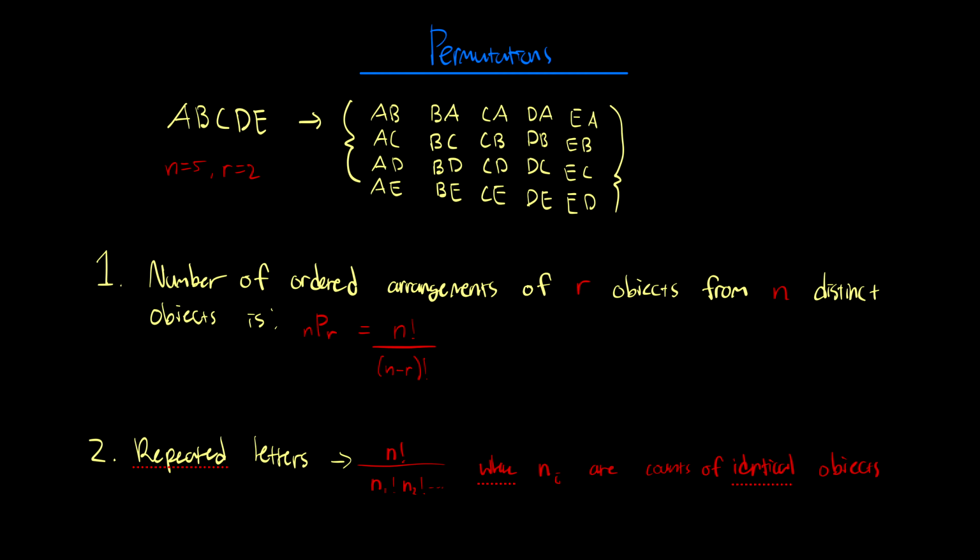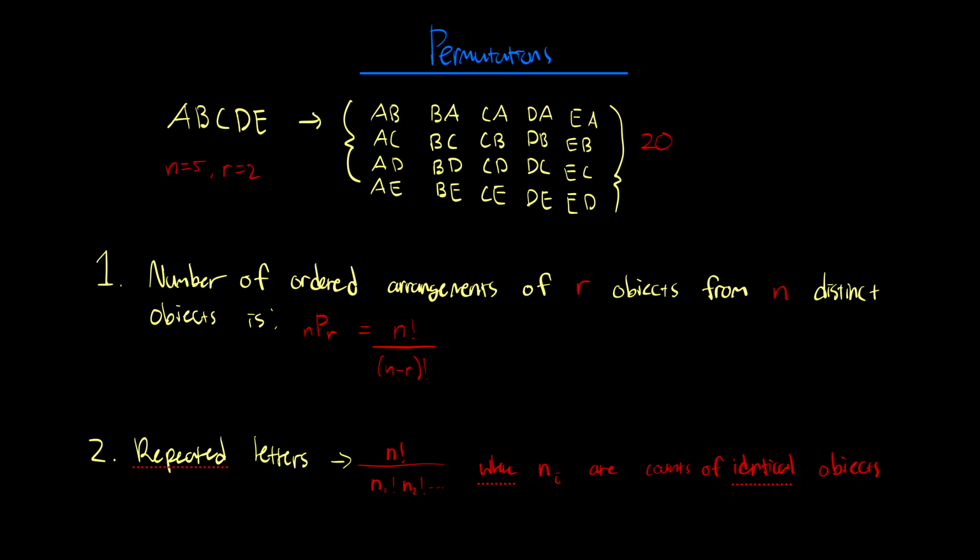Time to introduce permutations. As we said in the last video, permutations are arrangements of objects in order. So in this case, if we have A, B, C, D, E, and we're trying to take permutations of size 2, we get these 5 times 4 equals 20 permutations.